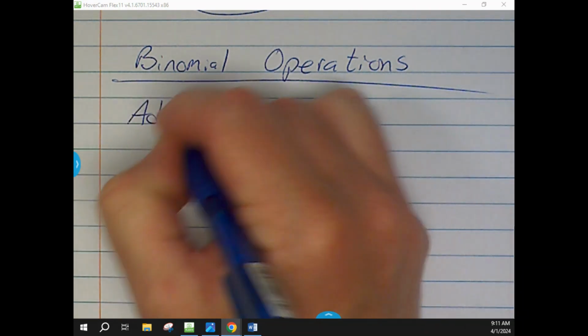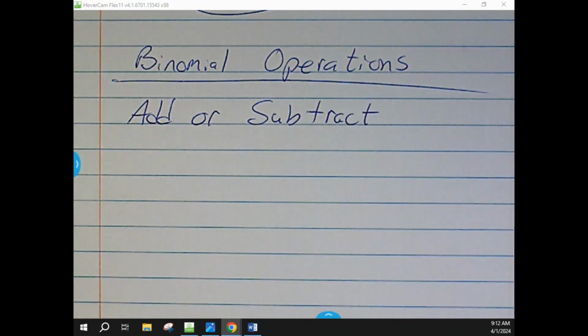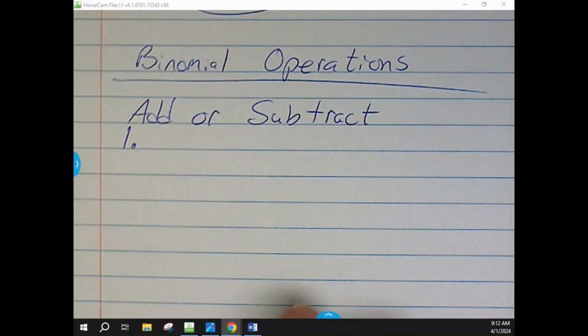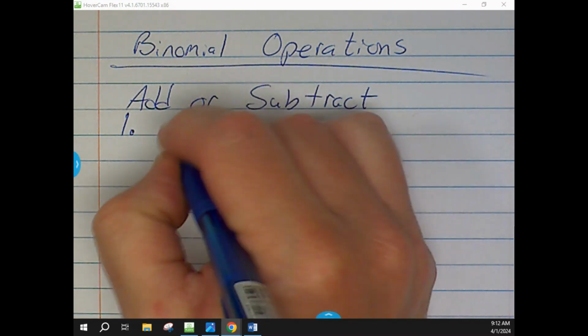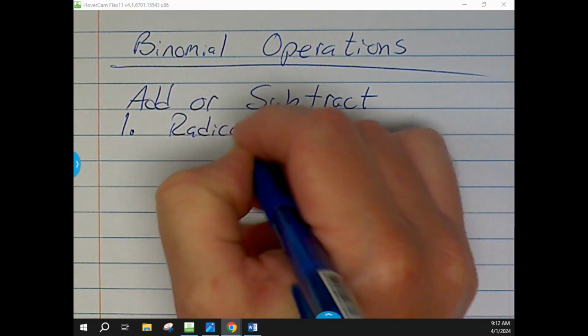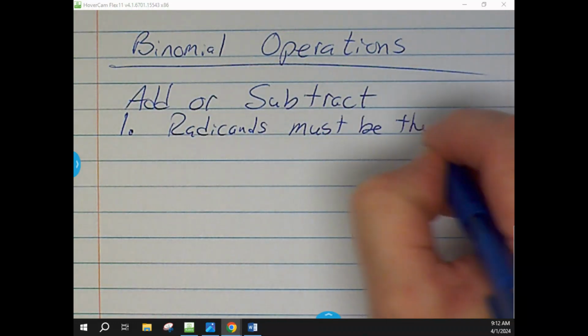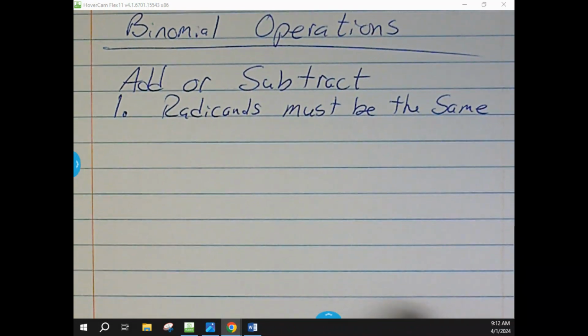Okay, so first thing we'll do addition or subtraction. Okay, so with addition and subtraction, again, the radicands have to be the same. With the radicands, you can think about the radicands being basically like variables. If you've got one that's a square root of 3 and you've got another one that's a third root of 3, then one of them's like an x and one's like a y. So they're different parts of that one.